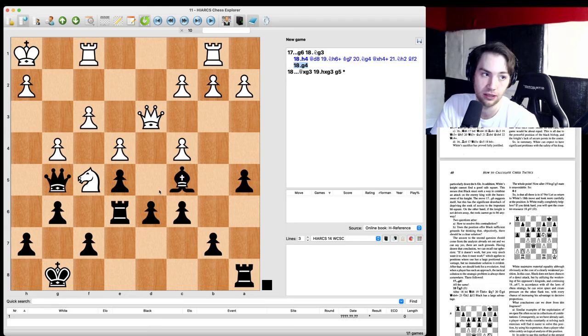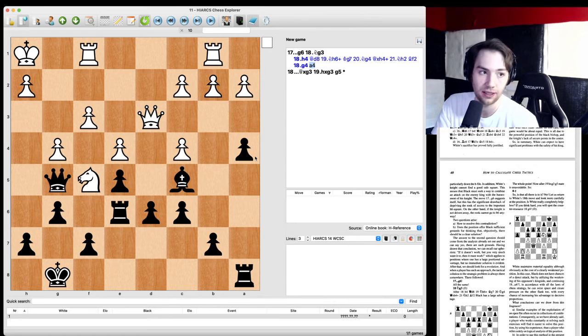White maintains material equality, although obviously at the cost of clearly weakening the position. How does he maintain material equality? What are you talking about? We're going with the knight for a pawn. In this case, black does not have chances of a direct attack, but by utilizing the weakening of his opponent's king side and continuing pawn to a4.